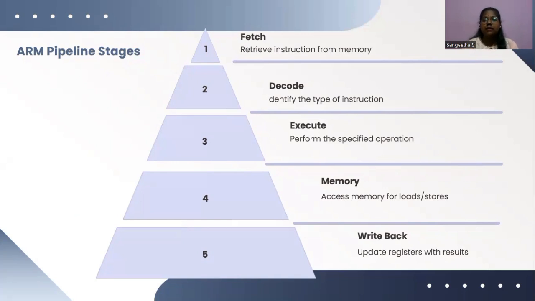There are 5 stages in pipelining, namely fetch, decode, execute, memory, and write back. Fetch, it fetches the instruction. As we know, fetch means it retrieves the data. Decode, identify the type of instruction. Execute, it performs the specified operation. Memory, access memory for loads and stores. And write back, it updates the registers.